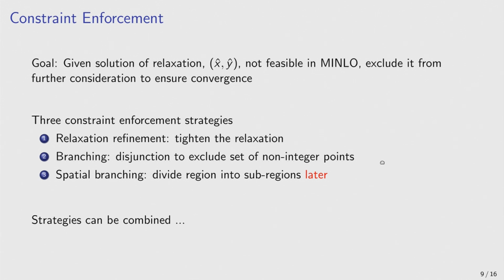And so the things I can do is I can tighten my relaxation by somehow refining it. I can branch on a variable or on another constraint, and that again can exclude non-integer points. And later on in the course, we're going to talk about spatial branching, where we also branch on the non-convexities or the relaxations of the non-convexities.